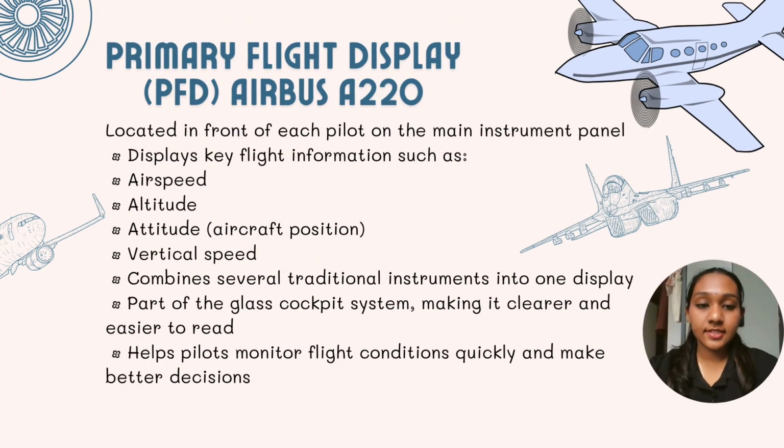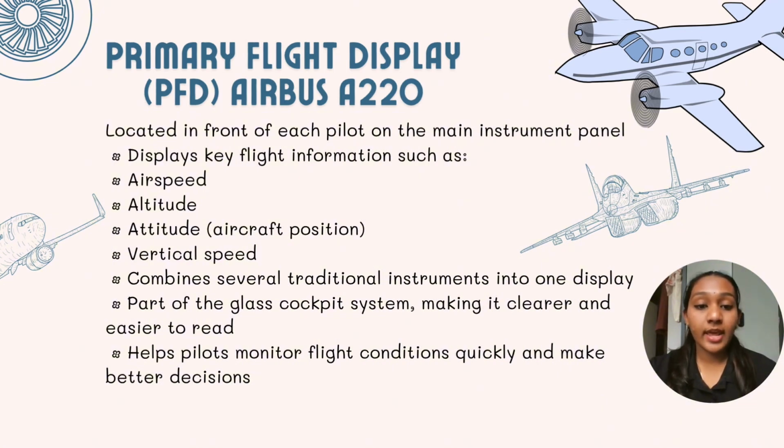And for my content and discussion, the first instrument is the primary flight display, or PFD. This is located directly in front of each pilot on the main instrument panel. The PFD shows important flight information such as airspeed, altitude, aircraft attitude, and vertical speed.